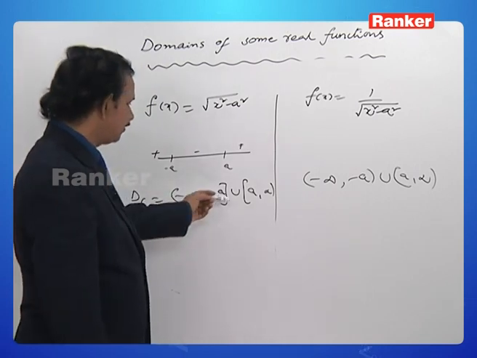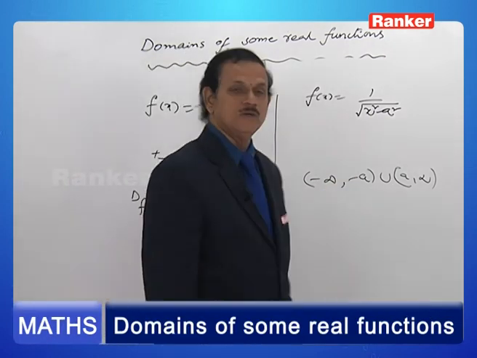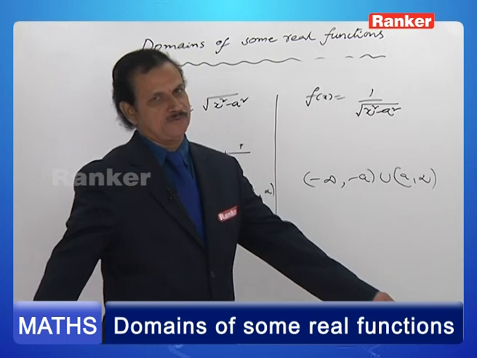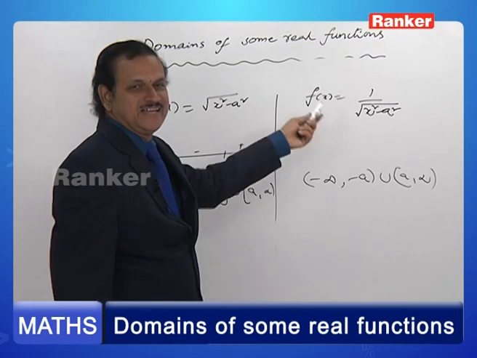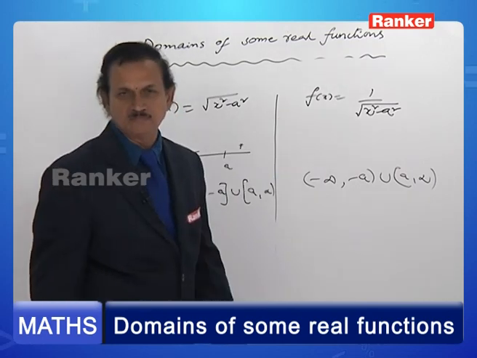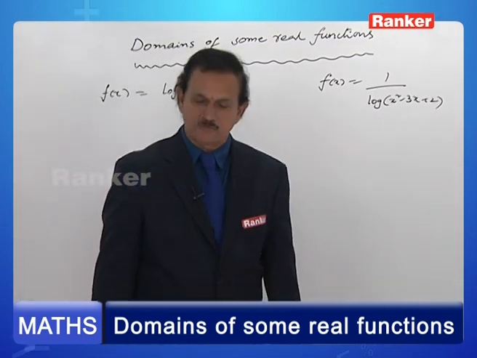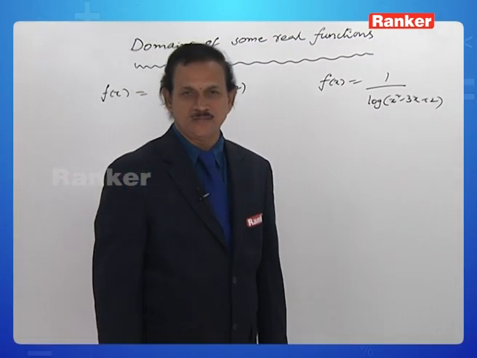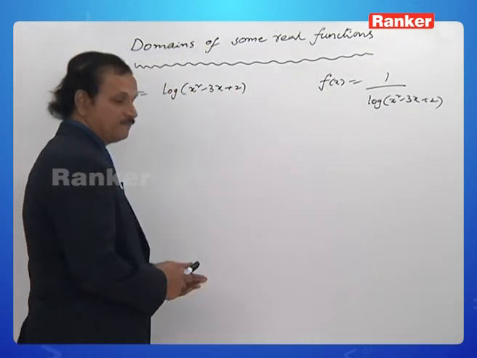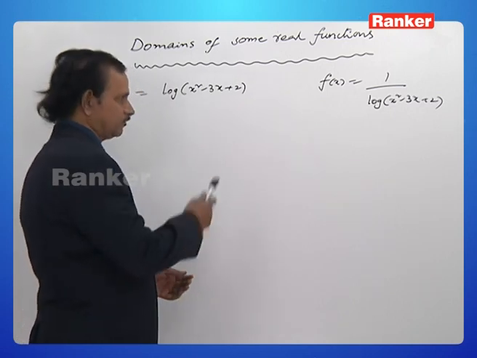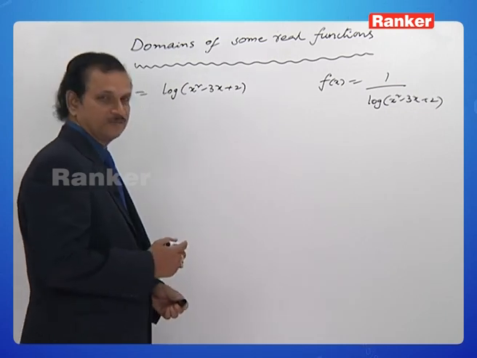Here, minus infinity to minus a closed interval, union closed interval a to infinity. But there, those closed intervals become open intervals because x equal to a and x equal to minus a are strictly prohibited there to find f of x. That's the reason. We shall now look at two more functions whose domain is ready to be obtained. Let us see. F of x equal to log of x square minus 3x plus 2 and f of x equal to 1 by log of x square minus 3x plus 2.